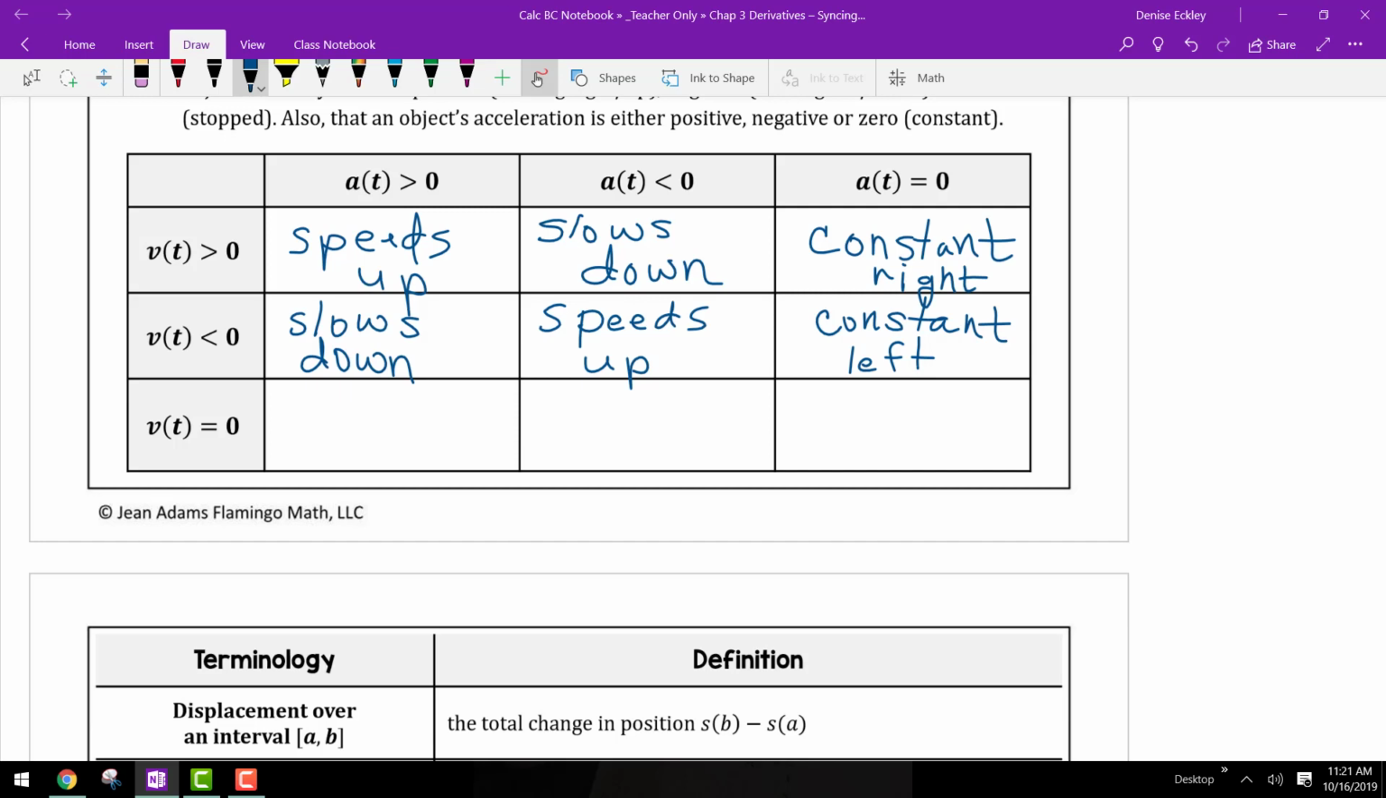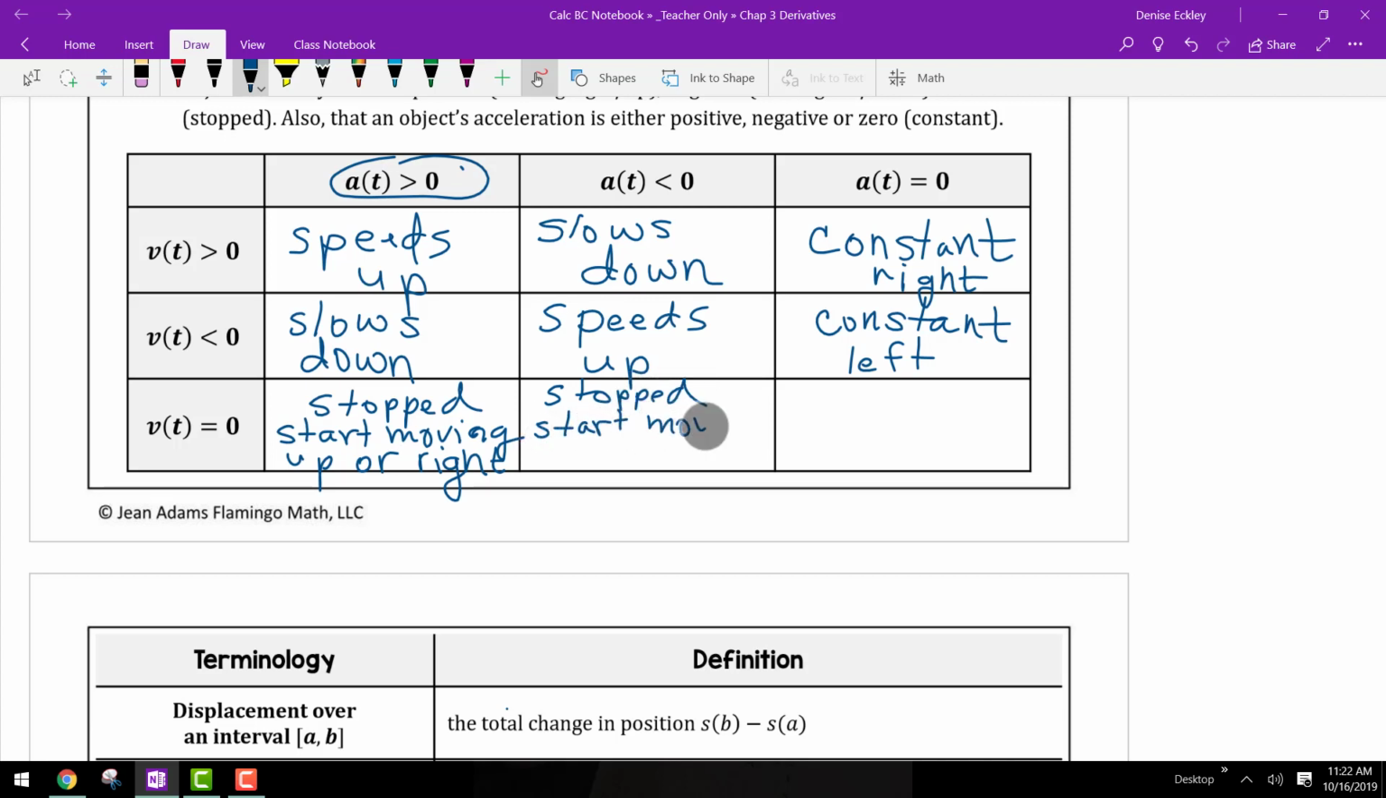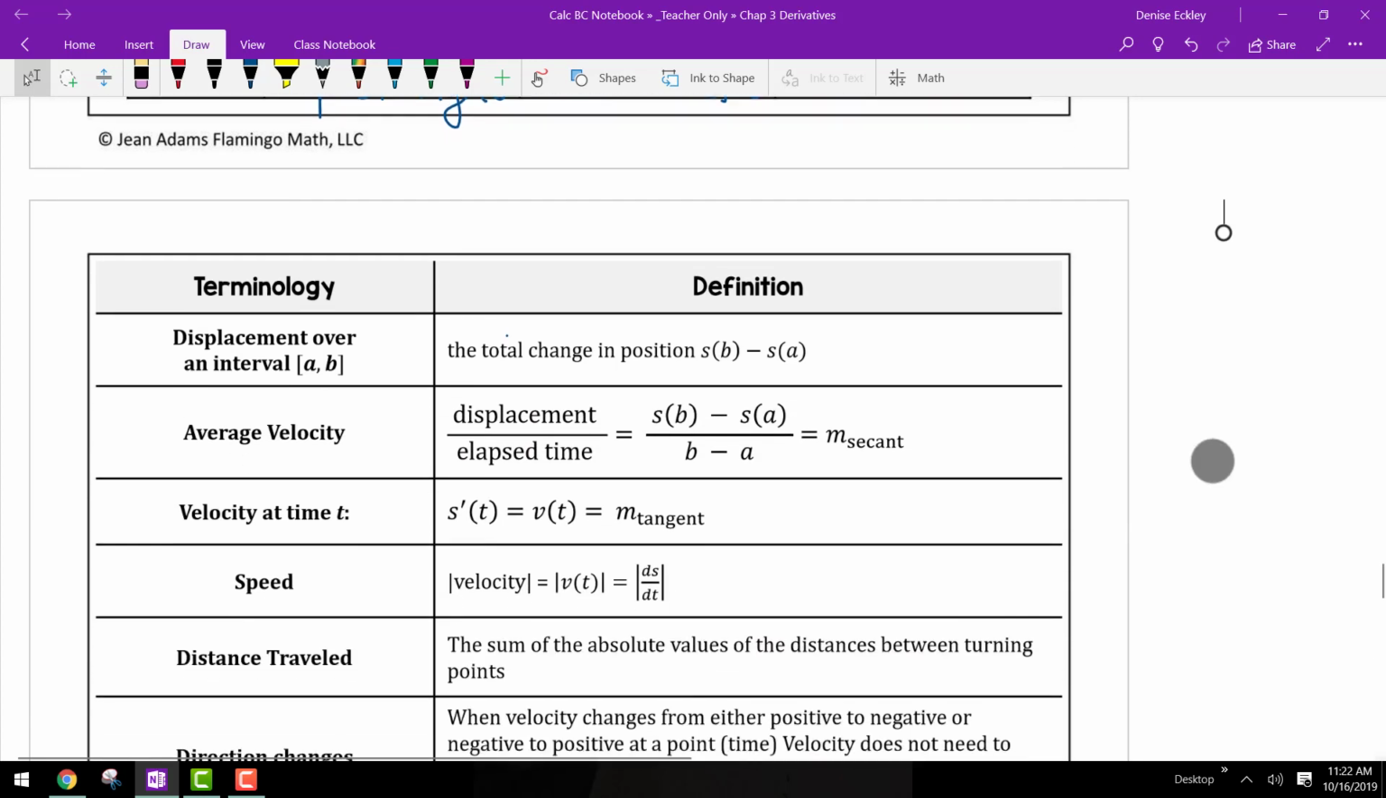So that would mean that it is stopped, and it's accelerating. So if we have a positive acceleration, that means it's going to start moving up or right. So if the particle is stopped, again, but the acceleration is negative, it's going to start moving down or left. And then finally, when the acceleration and the velocity are both zero, the object or particle is at rest. Okay, these are some good things to remember when you're looking at velocity acceleration charts or graphs.